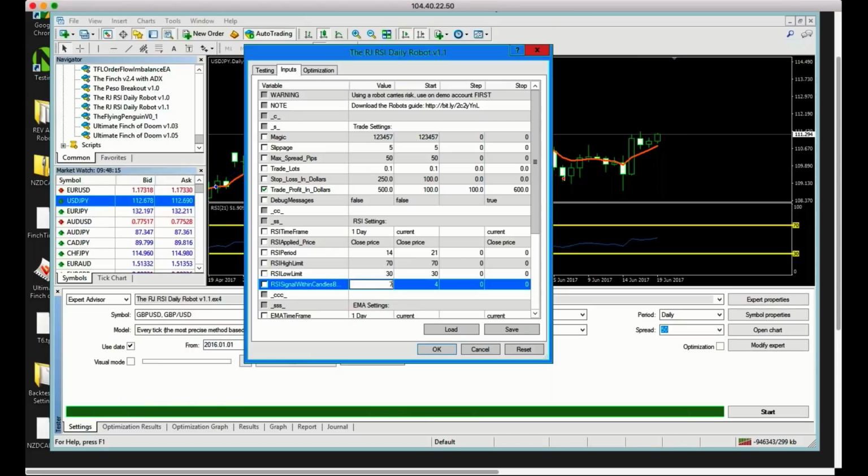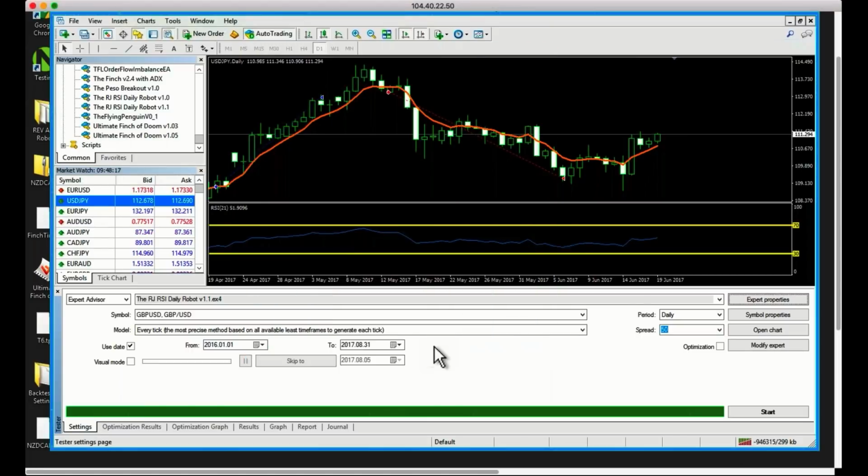Let's set that to 7, and let's click OK. And let's do a test. 2016 to the present. I don't really know if this is going to be profitable or not. It doesn't really matter. I just want to show you some testing. So this is on my server, and usually the server will crash momentarily.